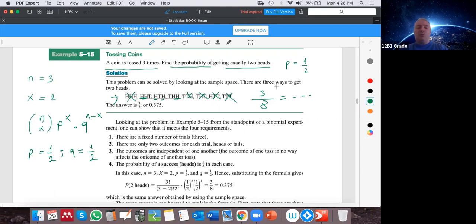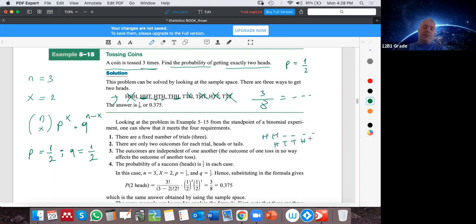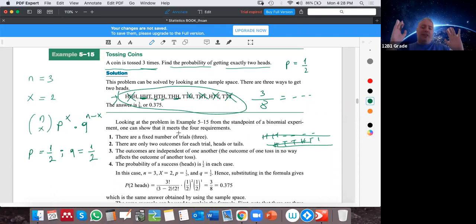But what will it be if there are, let's say, 100 tosses? We toss 100 times, not 3 times. So H, all the others tails, or H, tail, H, tail. It's a very huge number. I cannot write this, and I cannot think of this in my mind. It's so difficult. For that reason, I can use the formula.